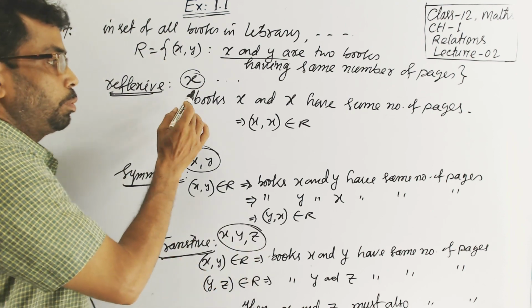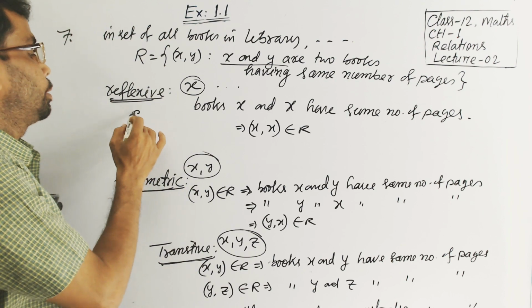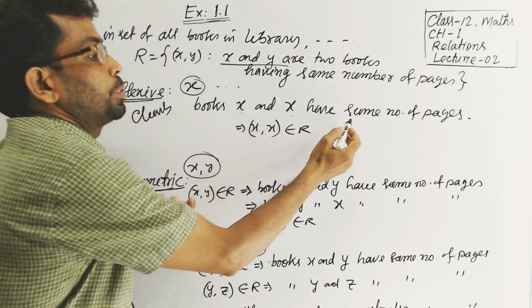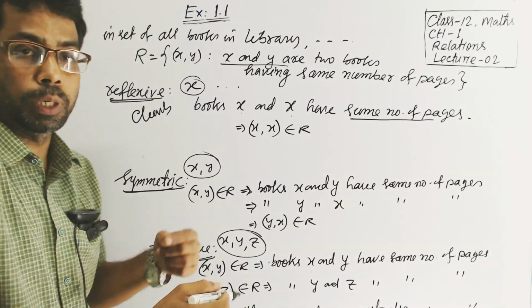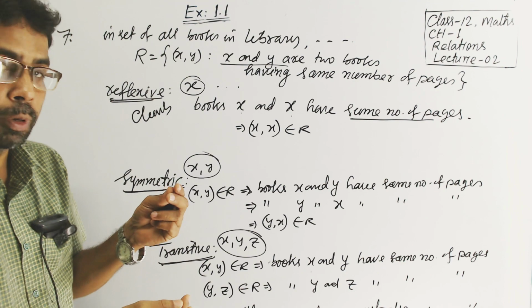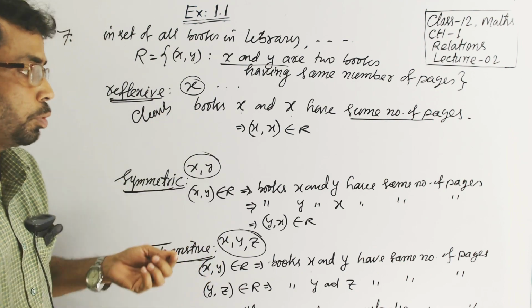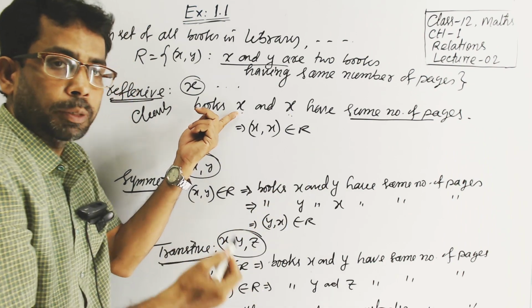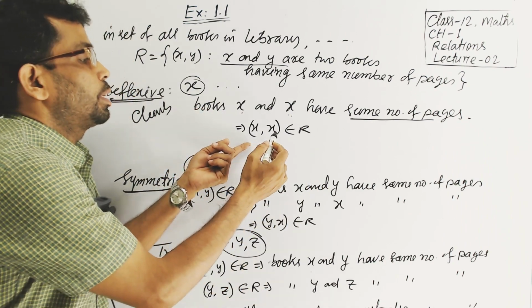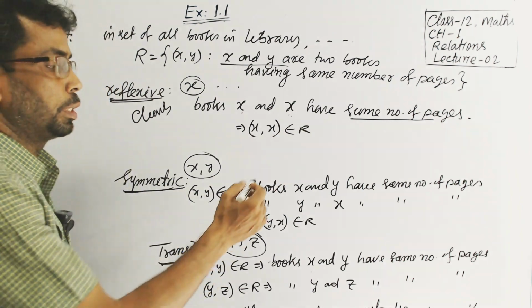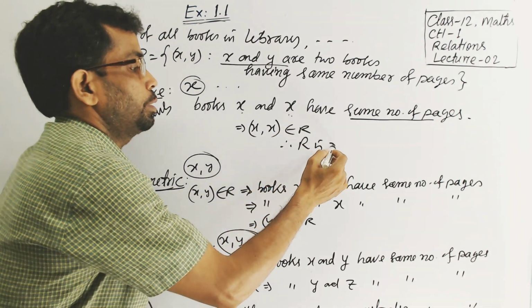Now reflexive, one book, and then we can say the book X and X itself have the same number of pages. If we count the number of pages in a book X, and again count the number of pages of the book itself, obviously it is going to be the same, and hence we can say book X and X have the same number of pages. That means the book itself is related to it. So (X, X) belongs to the relation, and therefore we can say the relation R is reflexive.